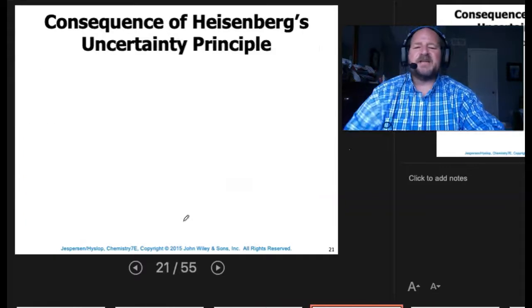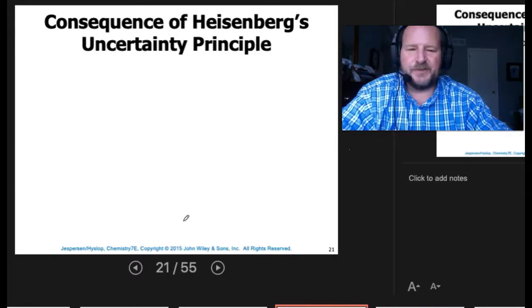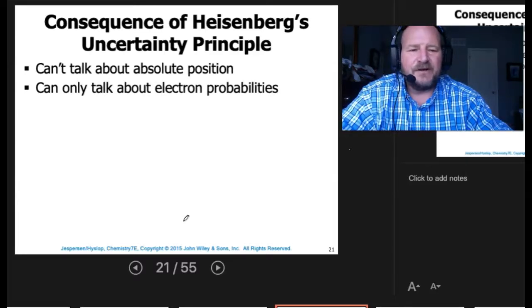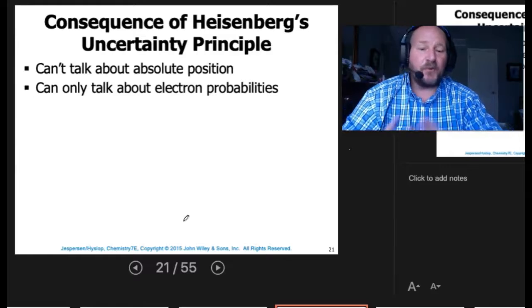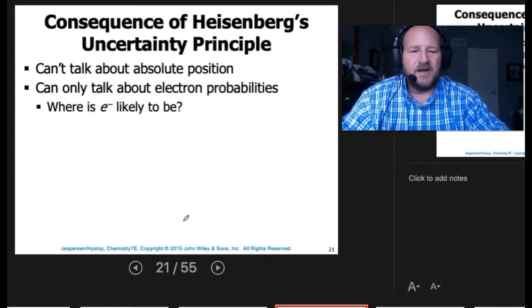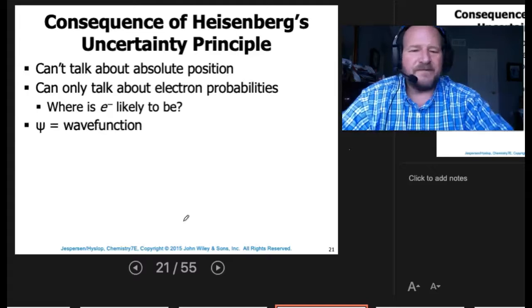All right, so what's the consequence of Heisenberg's uncertainty principle? Well, that means you can't talk about absolute position. You can only talk about electron probabilities. And so we say, okay, the electron is probably in this area. So where's the electron likely to be? And that's where our wave functions come in.